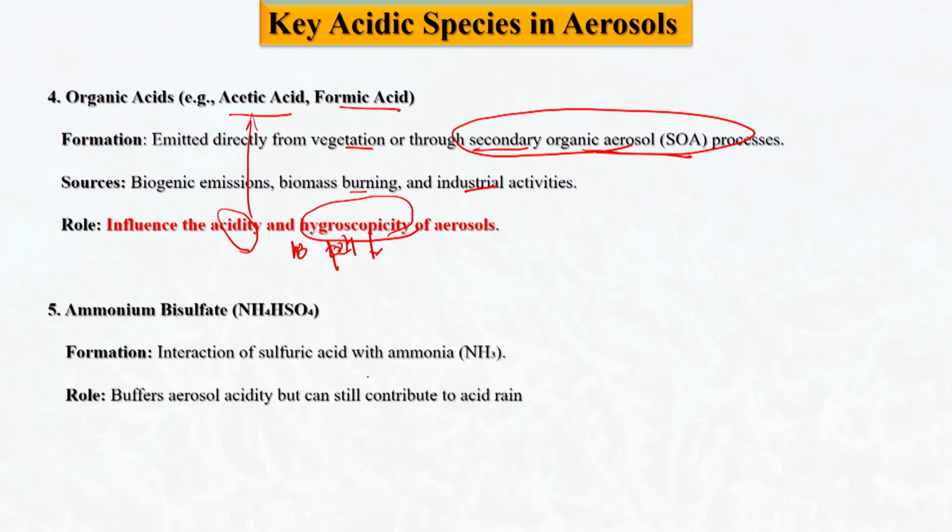Then ammonium bisulfate, I think I have already discussed the interaction of sulfuric acid with ammonia. So part of this can be produced. It buffers aerosol acidity, but still contributes to acid rain.